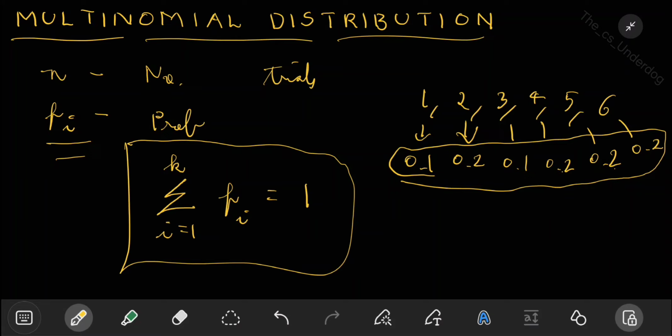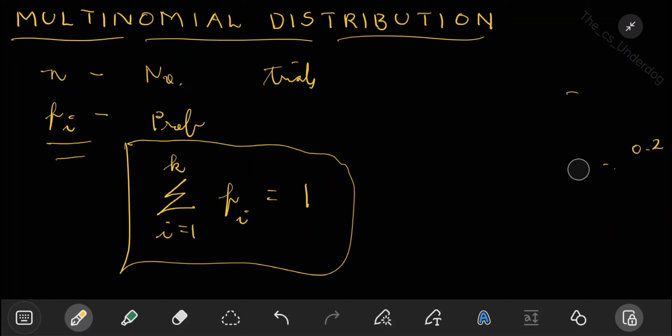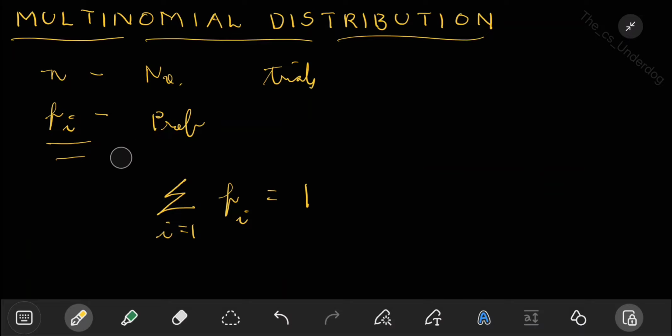Let us understand the probability mass function, PMF, for a multinomial distribution. We already saw the probability mass function for Bernoulli first, then we understood binomial, and now we are looking at multinomial distribution. So let us understand the probability mass function PMF.